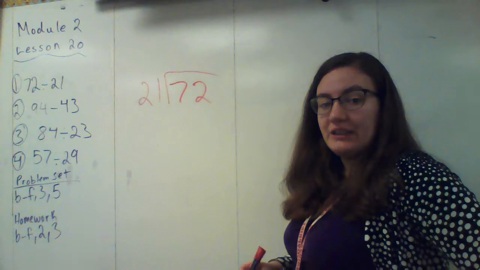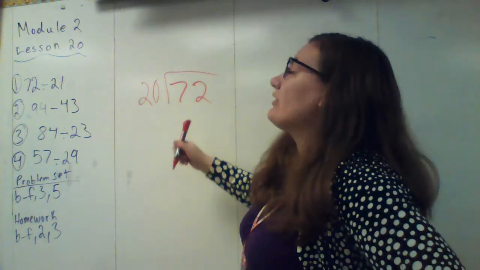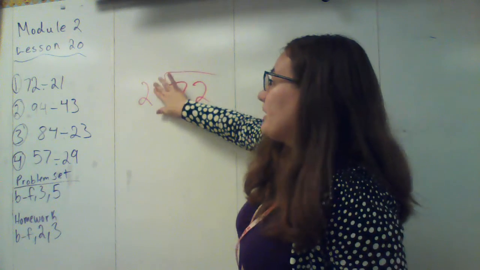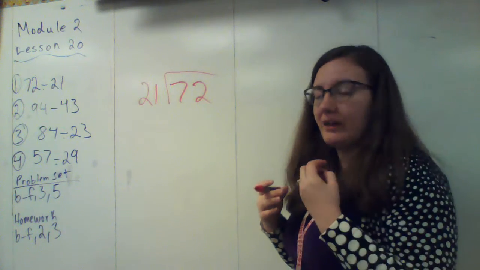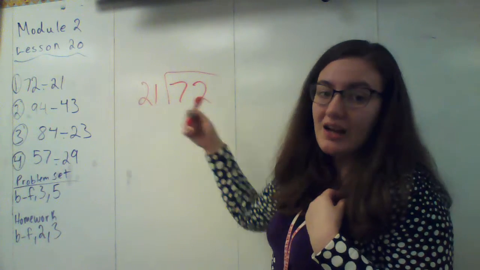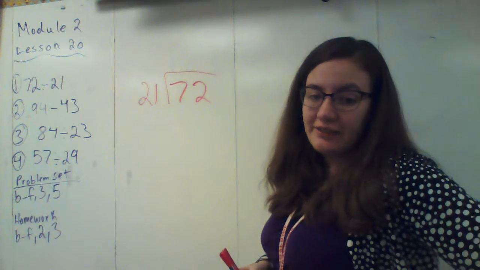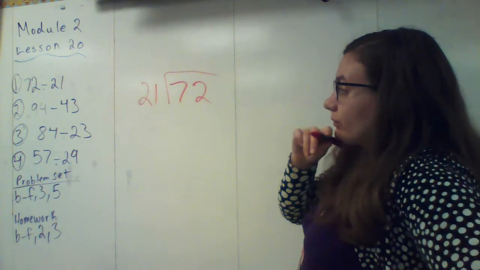So this is going to be a little bit different because usually you would have problems that say like 20 goes into 72, and it's really easy for you to multiply numbers like that. But it's a little bit different now. So you kind of have to think about what 21 times maybe 3 would be, and if that could fit into 72. So it's not as easy for this one.